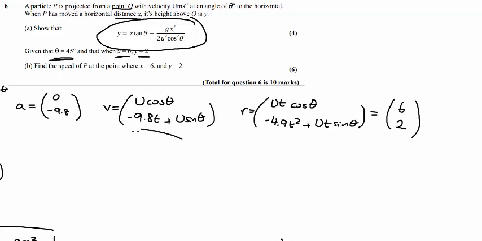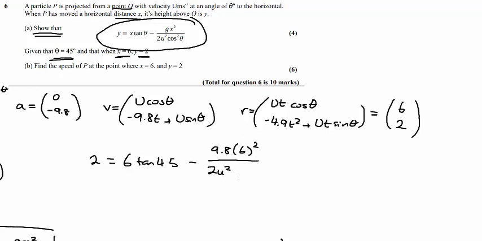Excuse me, my bad. Oh yeah, of course, it's the question. So let's obviously use this. That's quite a hint, telling us y equals 2. So let's replace it exactly. So 2 equals 6 tan 45 minus 9.8 times 6 squared over 2u squared cos 45 squared. Okay?